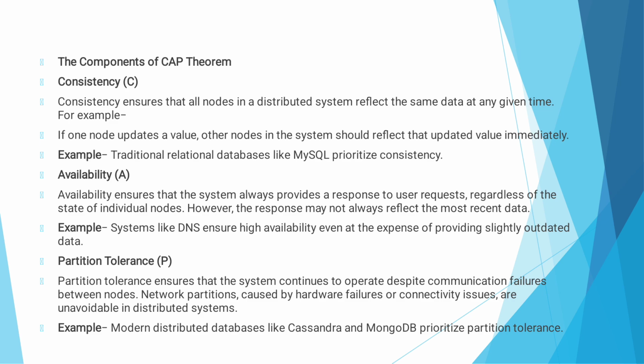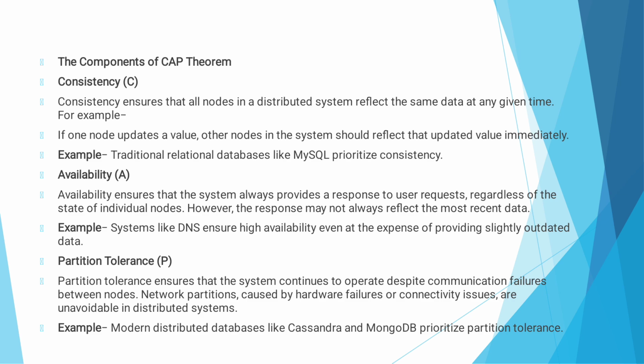Availability ensures that the system always provides a response to a user request regardless of the state of individual nodes. However, the response may not always reflect the most recent data. Example: systems like DNS ensure high availability even at the expense of providing slightly outdated data.